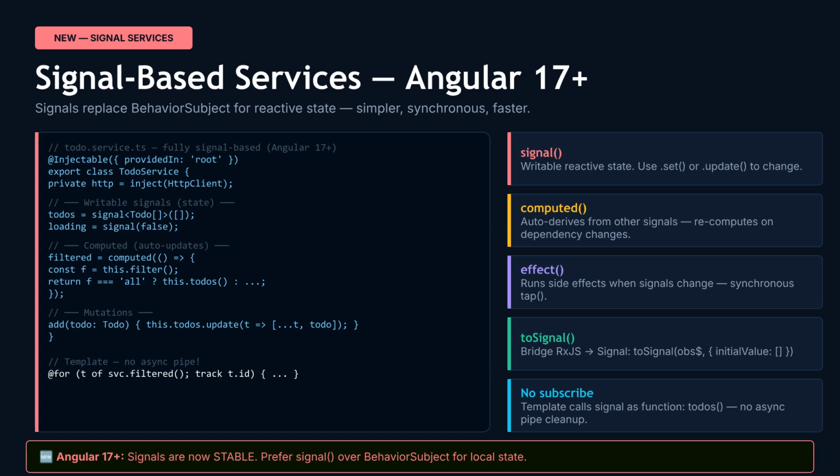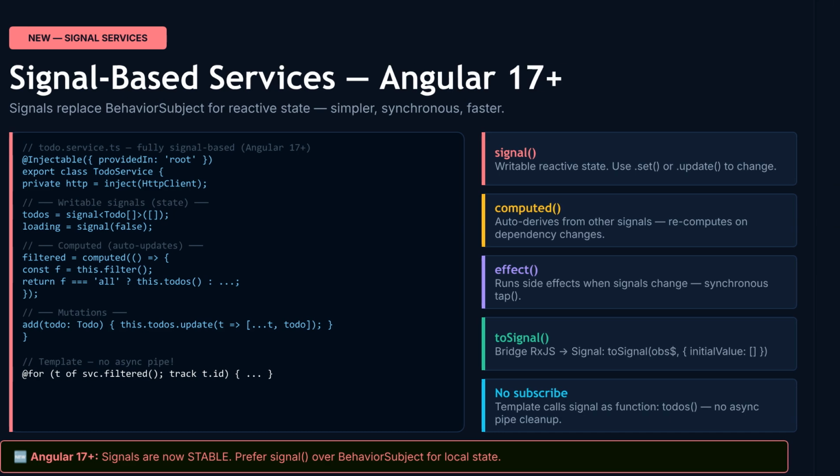Angular signals simplify reactive state management in Angular 17+. They are synchronous, require no manual cleanup, and use computed for derived state. Signals replace BehaviorSubject for local and simple shared state, leading to cleaner components without the async pipe.